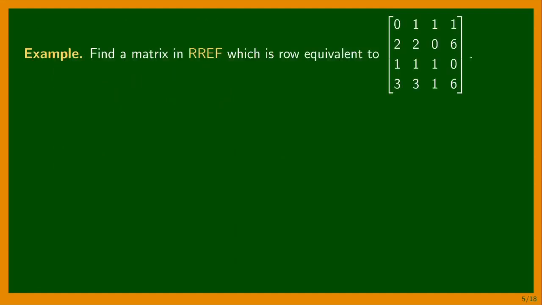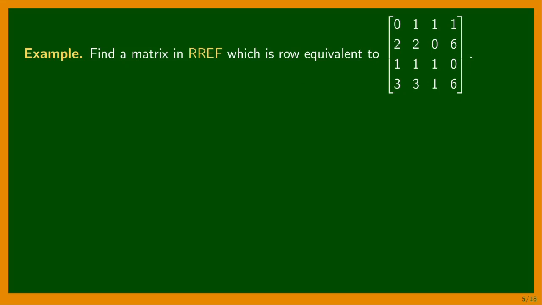The next example asks us to find a matrix in reduced row echelon form, which is row equivalent to the given 4x4 matrix. By this exercise, we mean we need to perform a sequence of elementary row operations in order for us to result into a matrix in RREF.